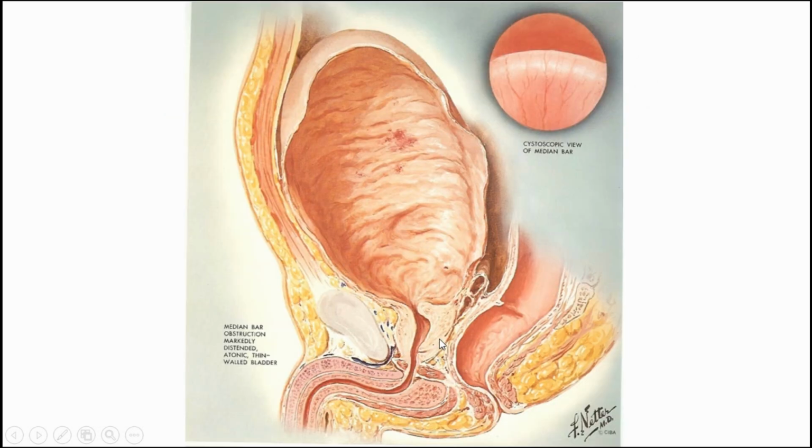So here we can see an illustration of the prostate is enlarged, and we have a little flap here that's making it difficult for the urine to drain, causing obstruction and therefore expansion of the bladder as a result.